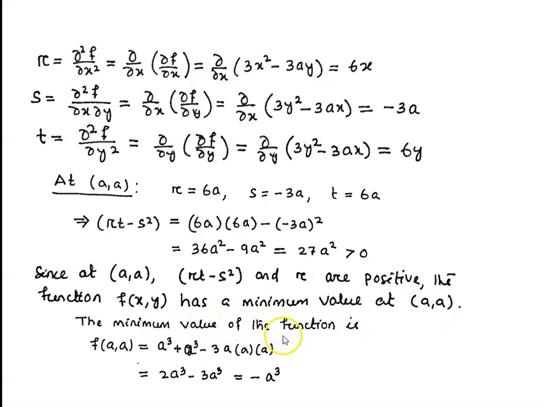So the minimum value of the function is f(a, a). We have just replaced x and y by a, which is our minimum point. This is the minimum value of the function.